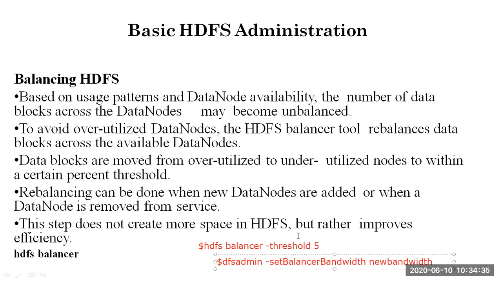Okay. So this is the way that you can set the threshold value, and this is the way you can set the new bandwidth. This will give you the information about the maximum amount of network bandwidth in your system. And the next thing is HDFS safe mode.